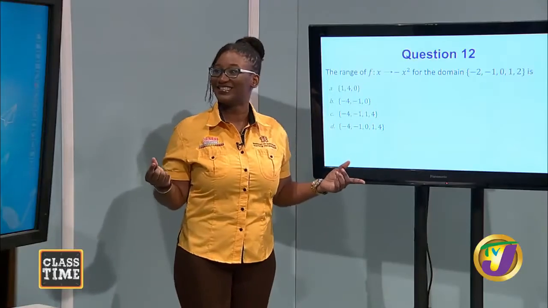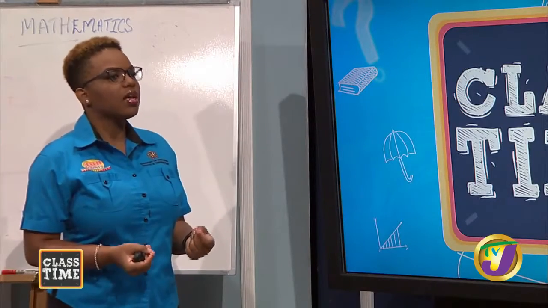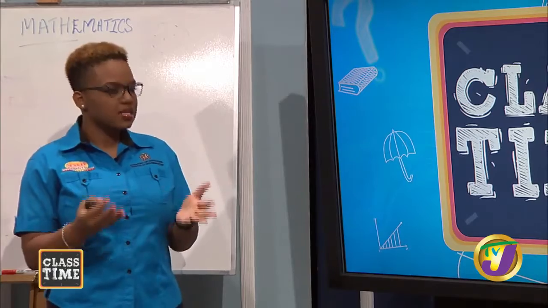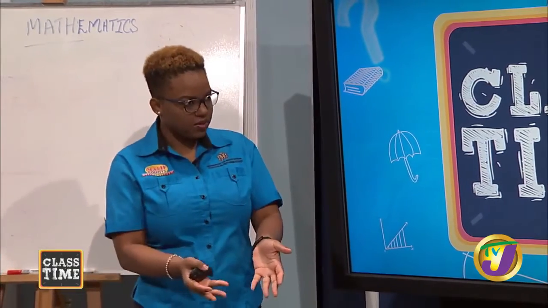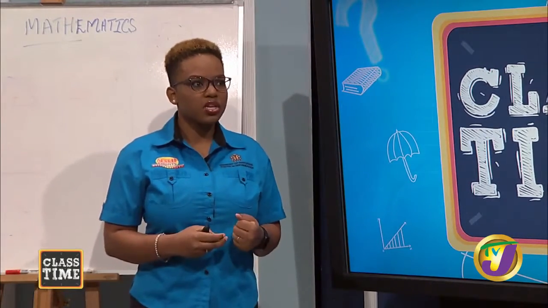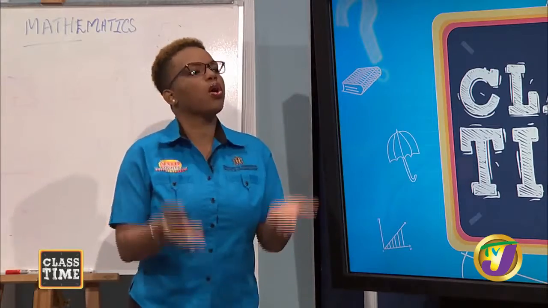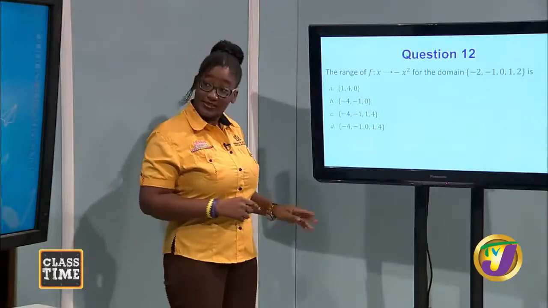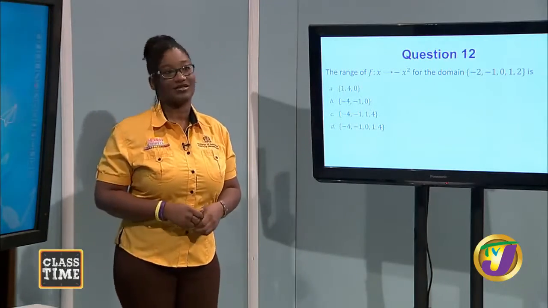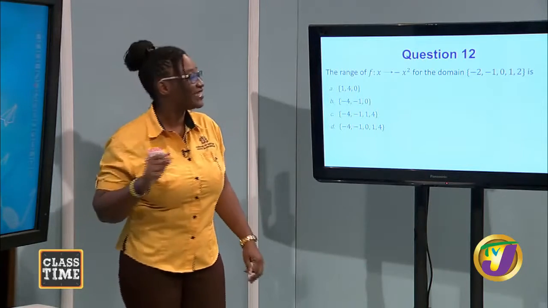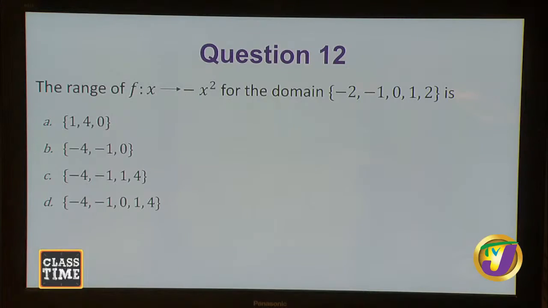What's the domain? Okay, so what I can recall, the domain are your x values, your input values. And the range are usually your y values, your output values. All right, so let's do some inputting. So we're going to input the domain into the function, which is -x squared, yes? And we need to see what will be the output values to determine the range.